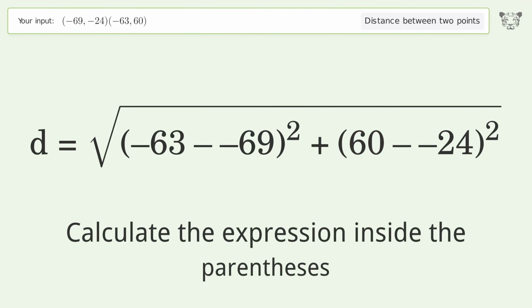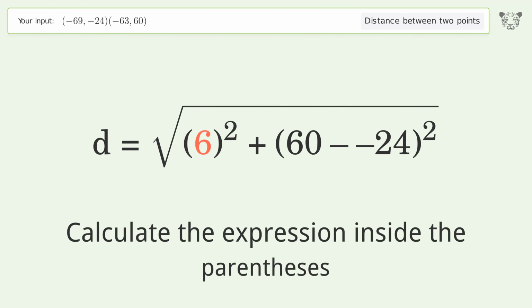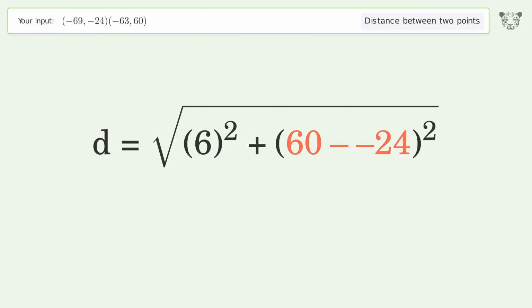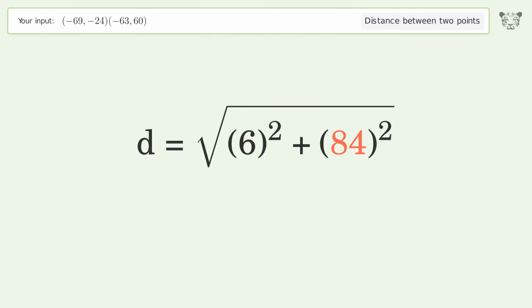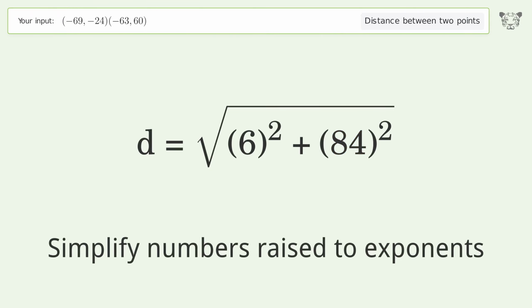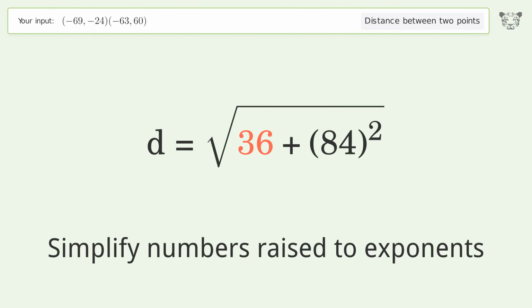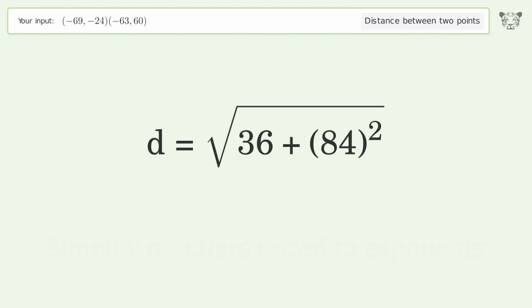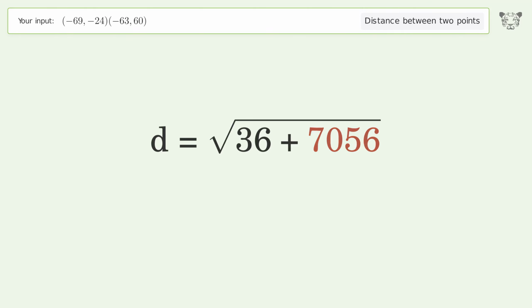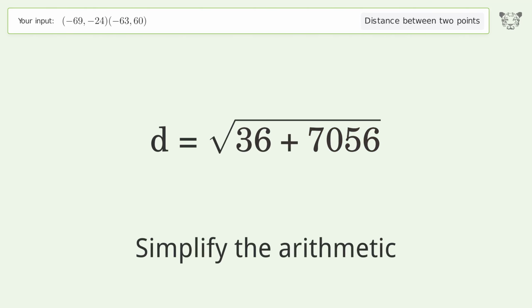Calculate the expression inside the parentheses. Simplify numbers raised to exponents. Simplify the arithmetic.